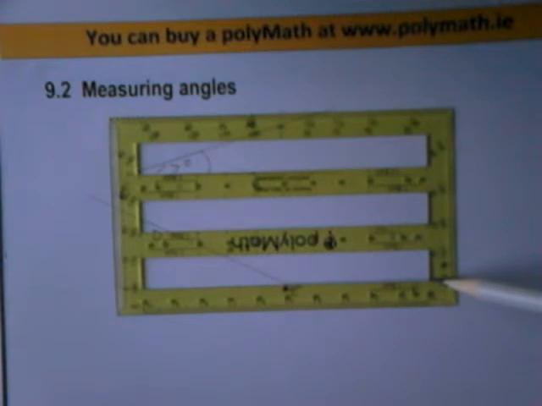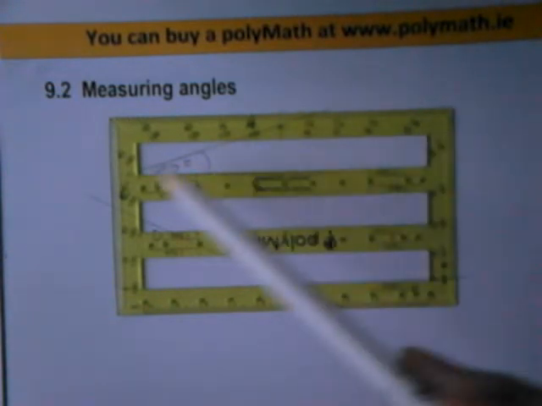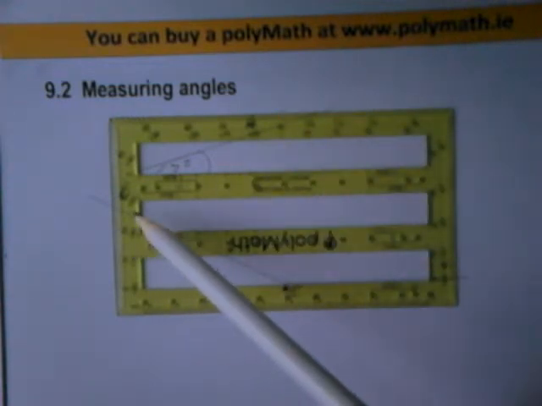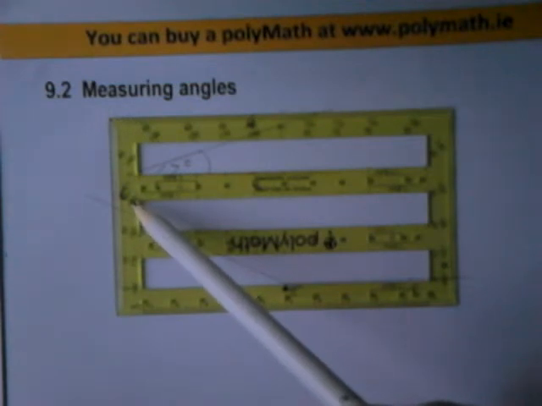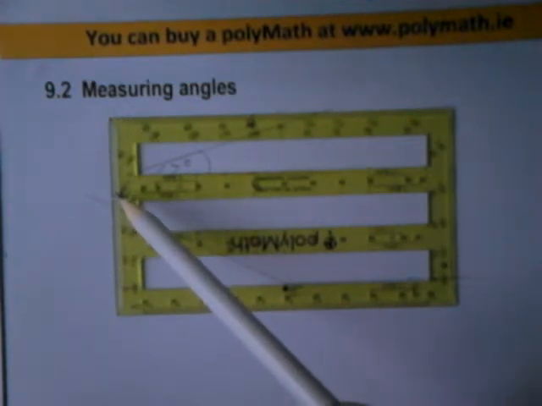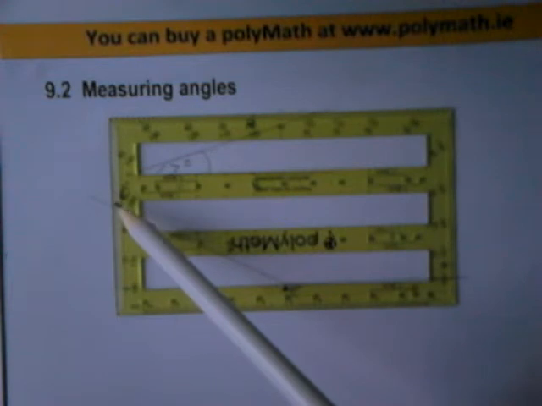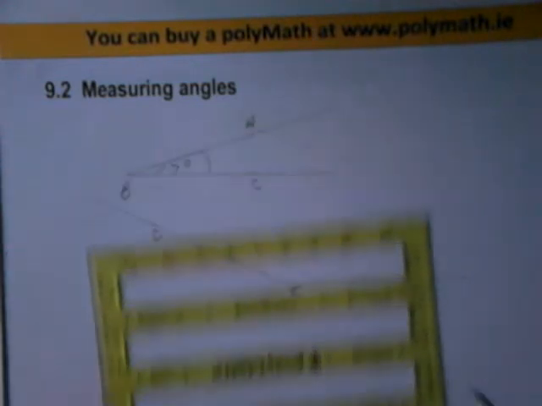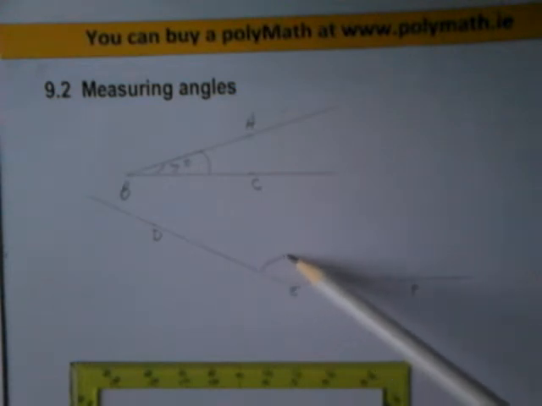You always start with 0. So 0, 10, 20, and I could count right around there, or I could say the 0 is on the inside numbers. So I'll go around, and when I come around here, it's the inside numbers I'll take note of. So that's 150, 151, 152, 153, 154. So that angle there is 154 degrees.